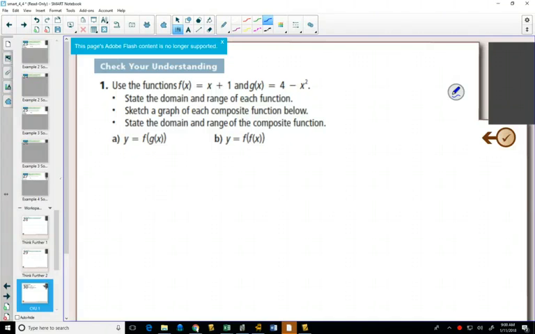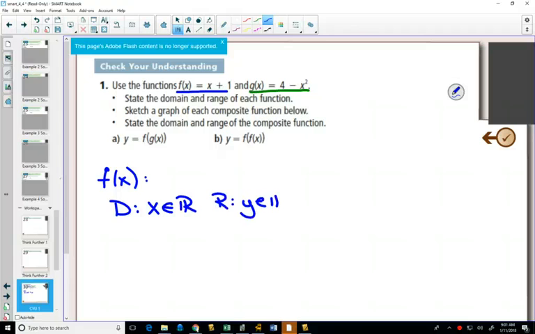So two functions. I'll underline this one in blue, this one in green. State the domain and range of each function. What kind of graph is f of x? It is a line. And you know the domain and range of lines are everything.